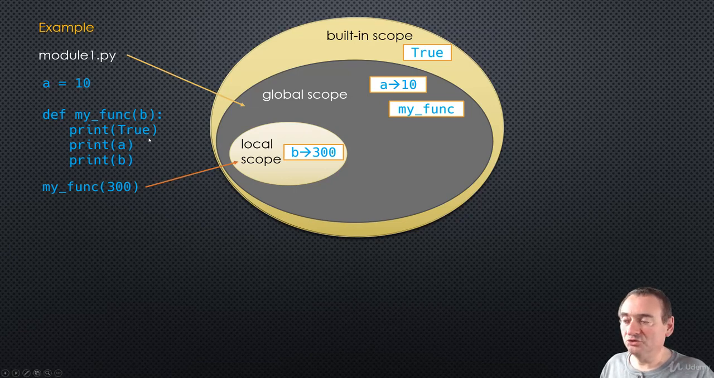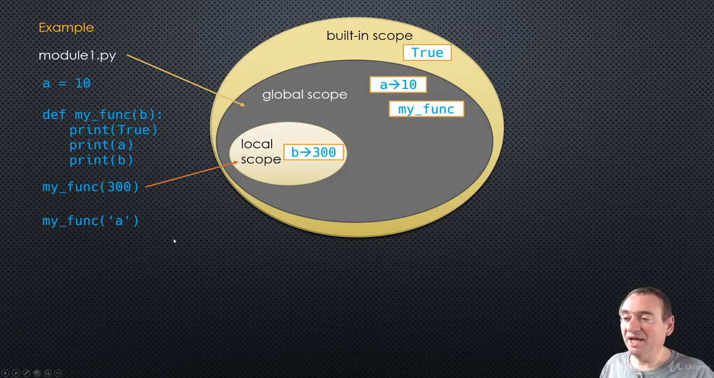And now when we print true, it's going to go ahead and find true in the built-in scope. When we print A, it doesn't find A in the local scope, you'll notice. So it goes up 1 and finds it in the global scope. It says, okay, so it will print 10 out. And then when we say print B, it's going to look for B starting in the local scope, finds it, it's going to print 300.